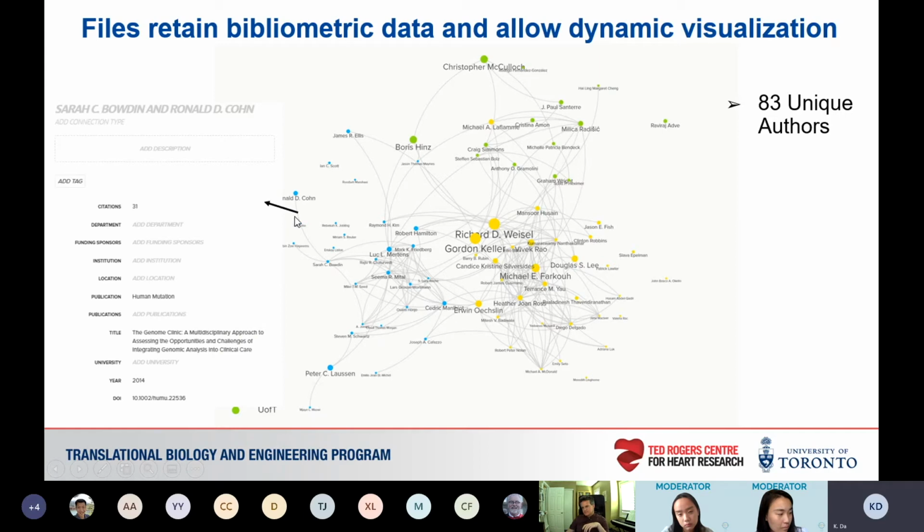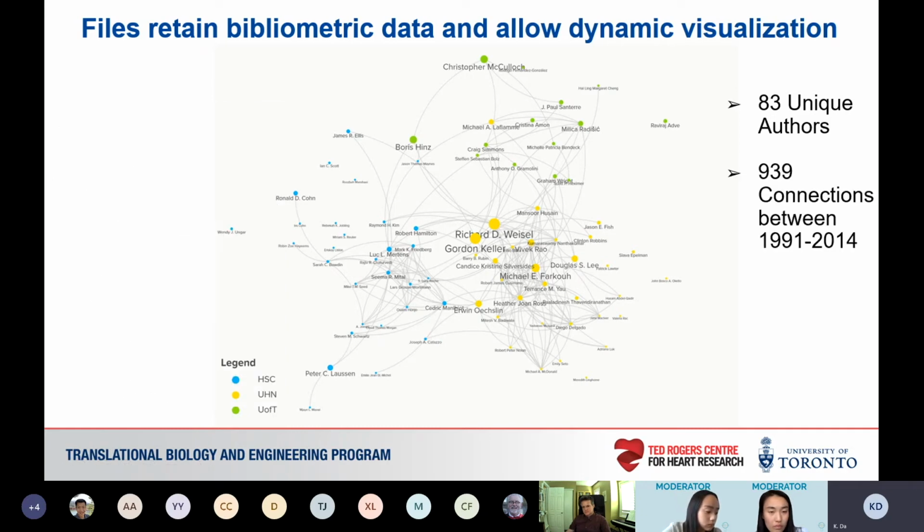And then between each connection, we can also see between authors which publication they were associated with, as well as the impact of the publication via their citations and the original DOI and year of publication. We're also able to incorporate dynamic and interactive visualization.